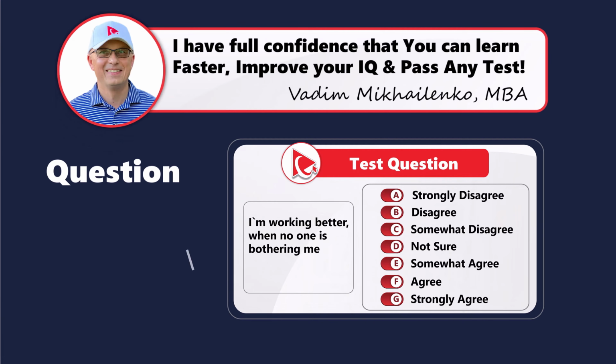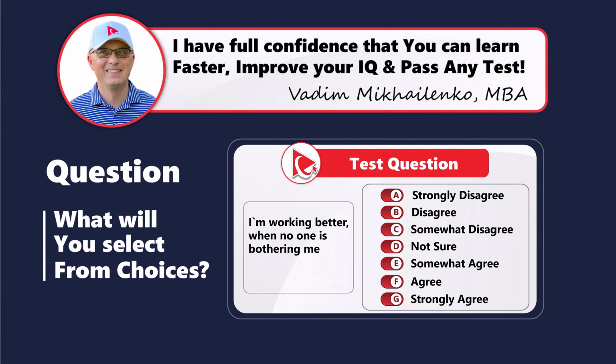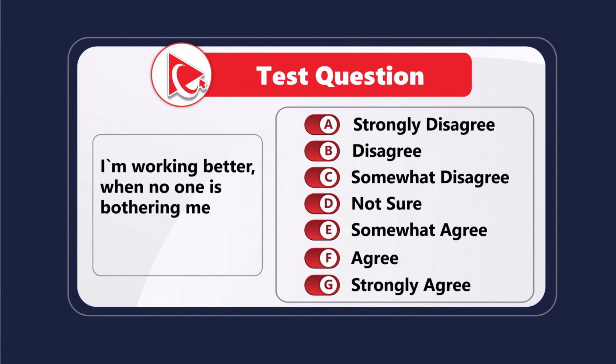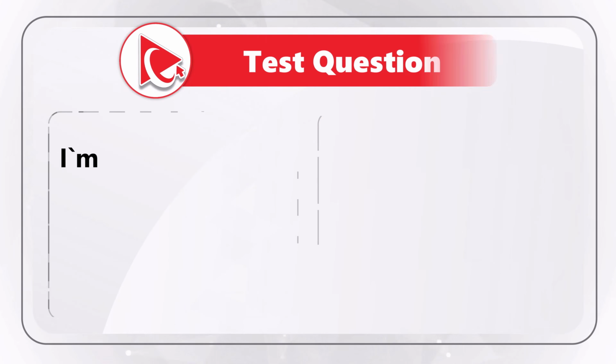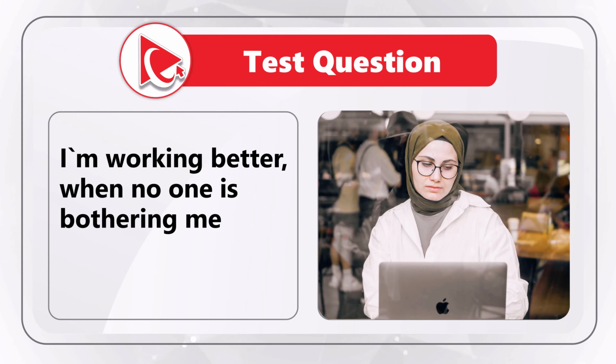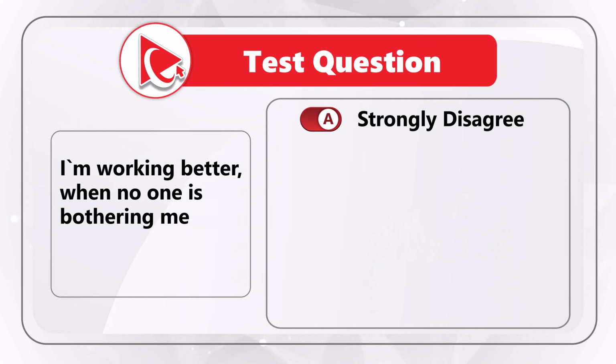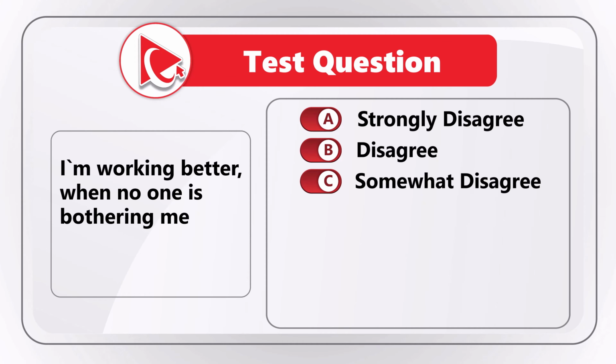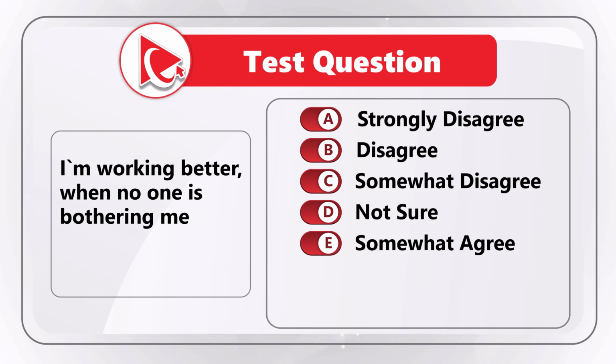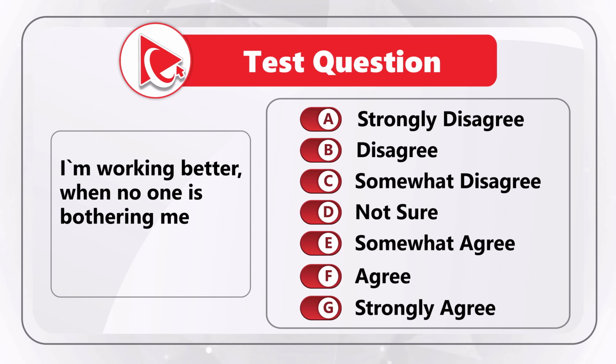Here's an amazing question we frequently see on the test. You're presented with a statement. In this case, the statement is, I'm working better when no one is bothering me. You need to select your answer out of 7 possible choices. Choice A, strongly disagree. Choice B, disagree. Choice C, somewhat disagree. Choice D, not sure. Choice E, somewhat agree. Choice F, agree. And last but not least, choice G, strongly agree.